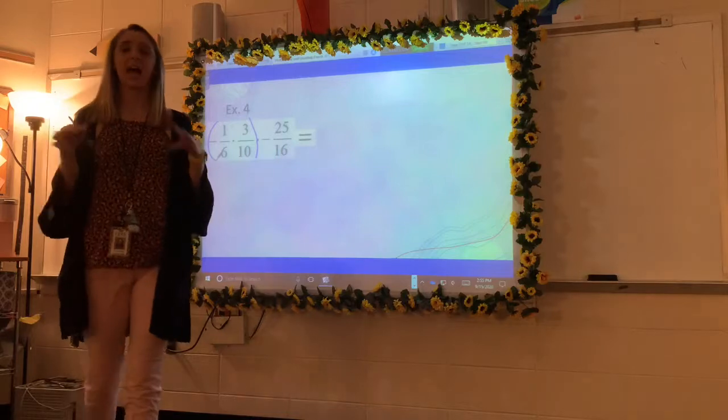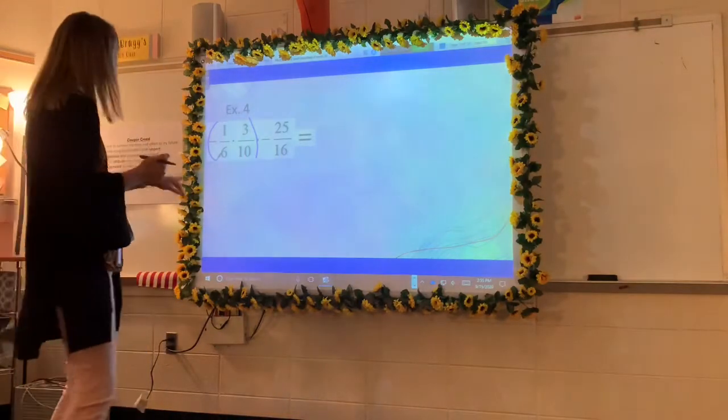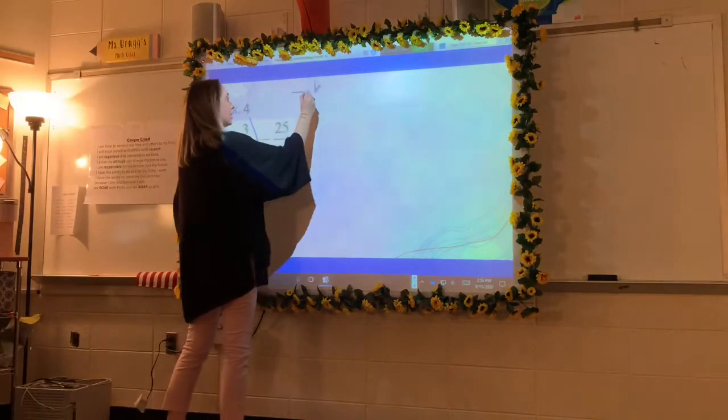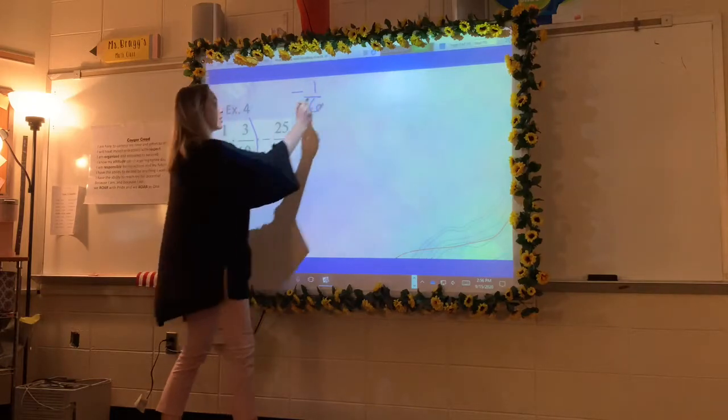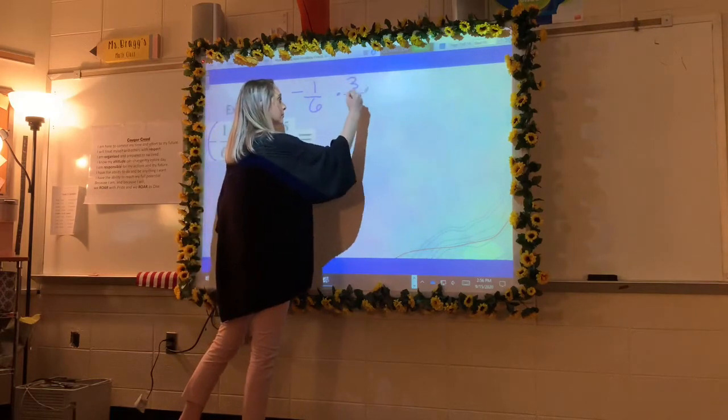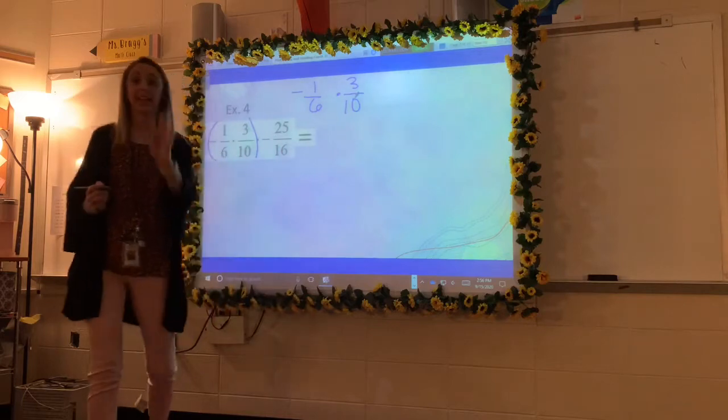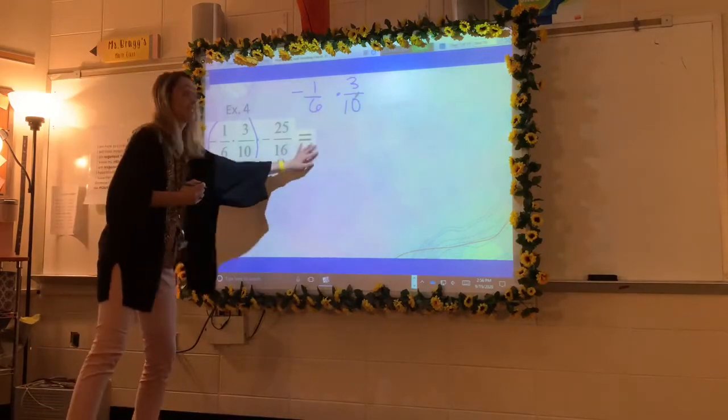Long mess, okay? I want to look at two fractions at a time. So I'm going to look at negative 1/6 times 3/10, 3 over 10. That's what I want to look at. That makes sense. I don't want to look at the rest of this, okay?